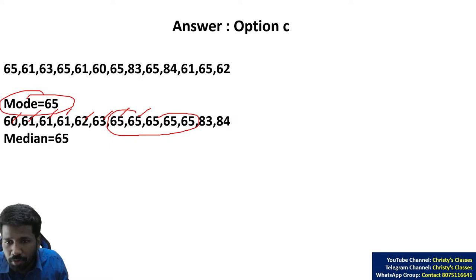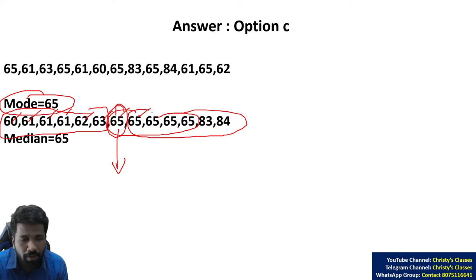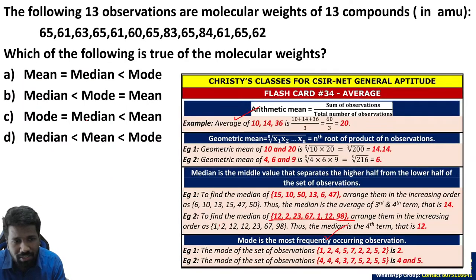13 observations are there. 13 observation means which will be the middle value. Middle value is the value that separates higher half and lower half. So definitely this will be the middle value, 7th observation. Kyunki iske niche 6 observation and upar 6 observation hai. So this is the middle value. So that is the median. So 65 is the median. So mode is 65, median is 65.